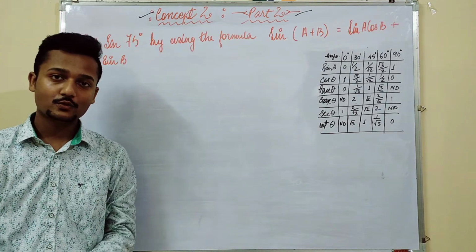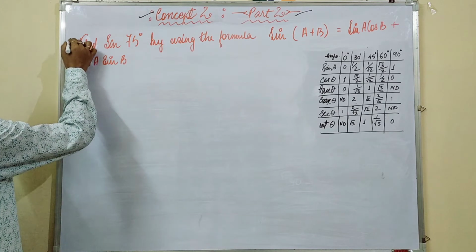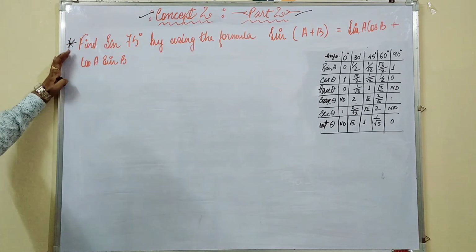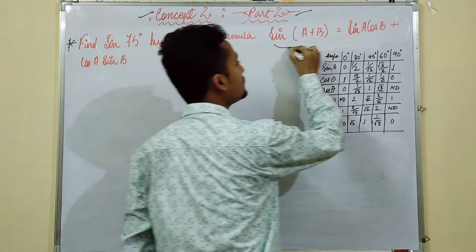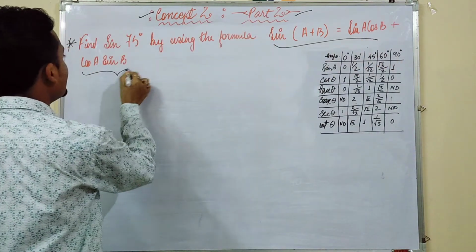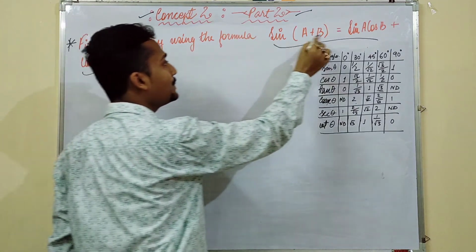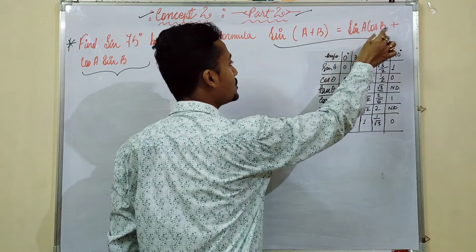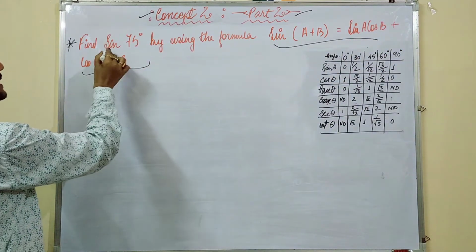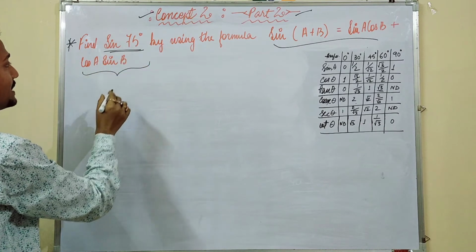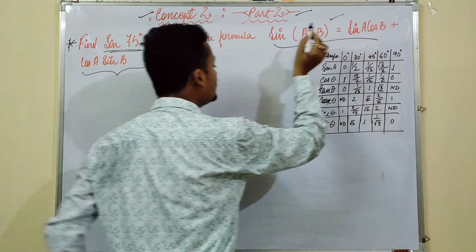So let us see another question based on this concept. This time we have this particular question: find sine 75 degree by using the formula. Okay, this formula is being given, isn't it? Let us see what the formula says. Sine A plus B is equal to sine A cos B plus cos A sine B. Find the value of sine 75 degree. That means you have to find out the value of sine 75 degree by the application of this particular formula.